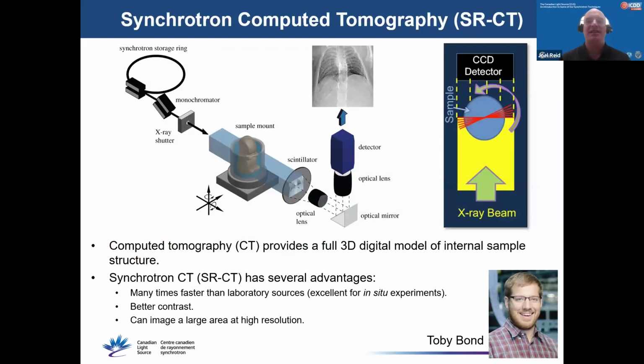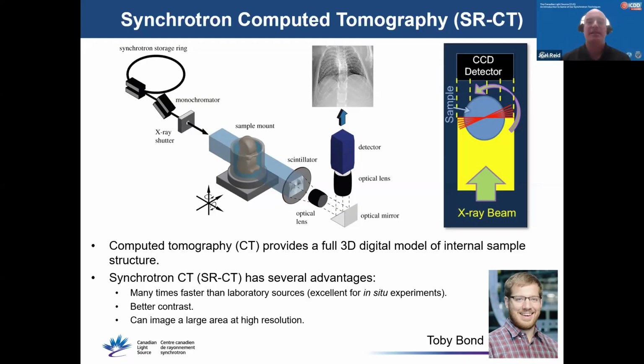The last imaging technique we'll examine is computed tomography, or CT. If you consider a familiar hospital CT system, where the patient is held stationary and the radiation source moves around the patient, with the synchrotron, we can't move the source. So the sample is rotated in the beam.